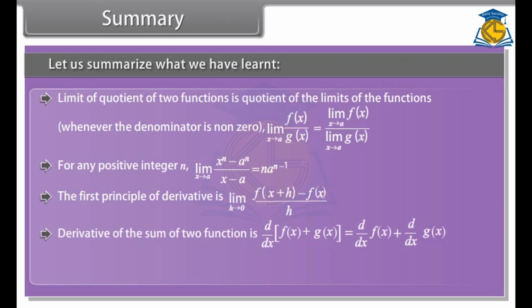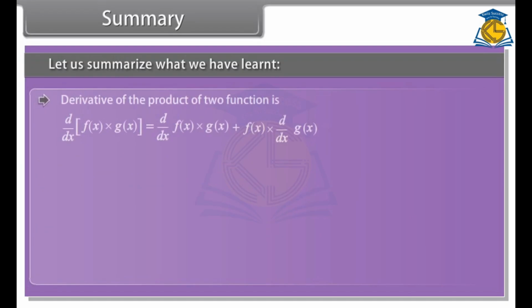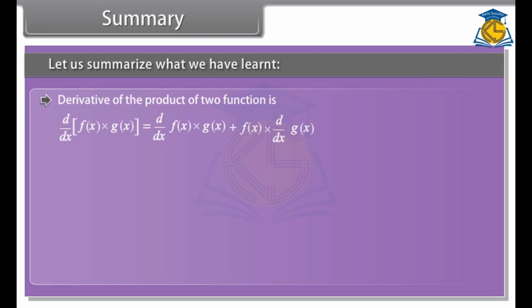Derivative of the sum of two functions: d by dx of (f(x) + g(x)) is equal to d by dx of f(x) plus d by dx of g(x). Derivative of the difference of two functions: d by dx of (f(x) − g(x)) is equal to d by dx of f(x) minus d by dx of g(x). Derivative of the product of two functions: d by dx of f(x) into g(x) is equal to g(x) into d by dx of f(x) plus f(x) into d by dx of g(x).